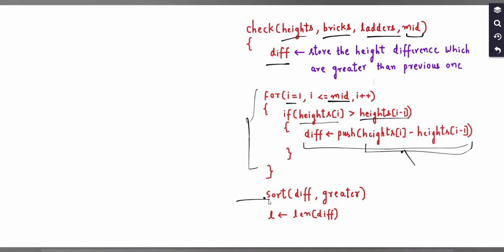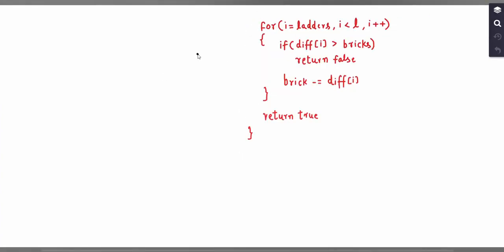Finally, I sort the differences in decreasing order, and I iterate over the difference array. Here I'm starting to iterate over the difference array from the ladders variable. Why? Because till index ladders - 1 in the difference array, I've already used my ladders, and for the next indices, starting from the ladders till the last index, I'll have to use the bricks.